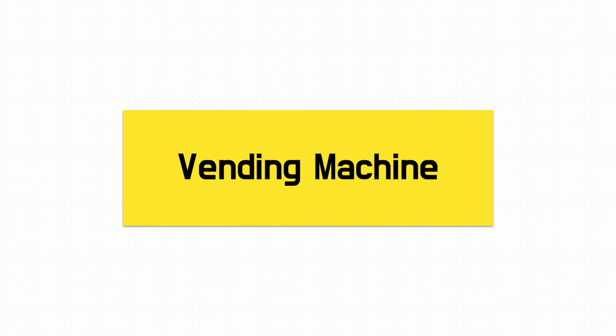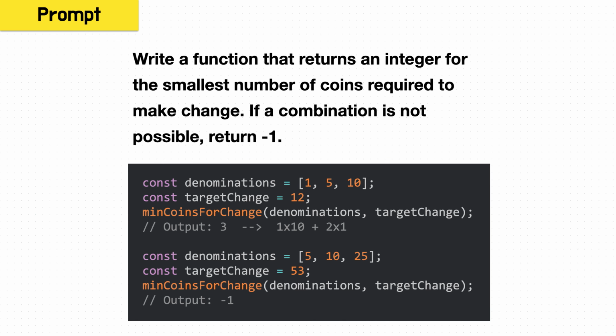Trey here, and in this lesson, we are going to solve vending machine. This prompt states, write a function that returns an integer for the smallest number of coins required to make change. If a combination is not possible, then we return -1. So we're given the denominations of change, and then we're given a target change amount that we want to find the smallest number of coins that we can use to reach this change amount.